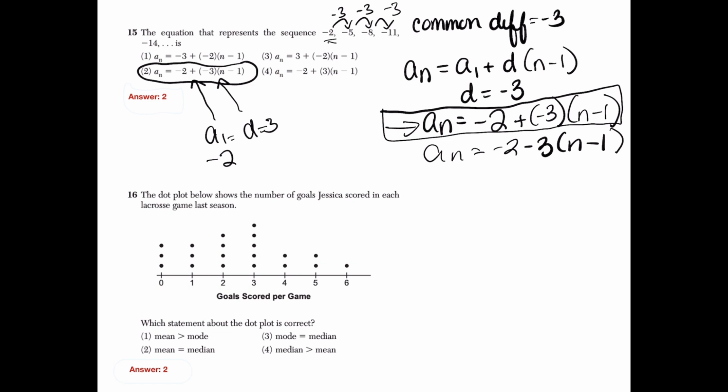Let's go to the next one, and we have a dot plot, and they want to know which statement is true. We have mean, median, and mode. Okay, so our three central tendencies. We know our mean is our average, which we're going to have to calculate. So we're going to look for the sum of all the data divided by our n, the number of data points.